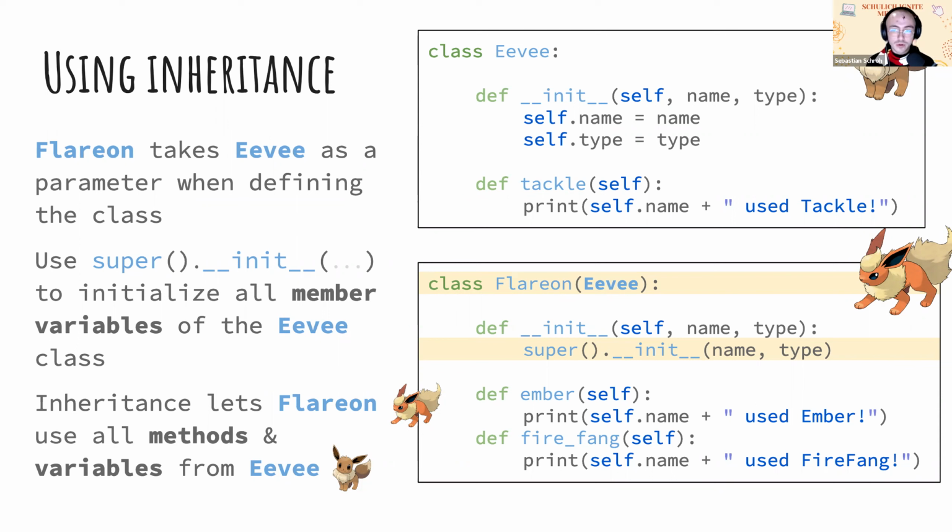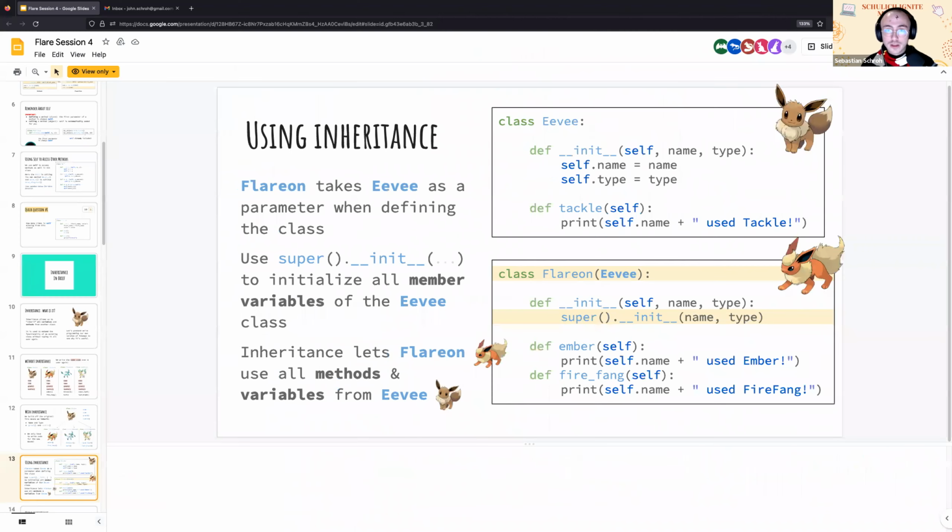So in this example, we've defined tackle here for EV, and we can use tackle on Flareon without actually writing that code again in Flareon. But we can also access its name and its type from our Flareon class as well, even though we didn't do self.name equals name in Flareon. That gets handled because we called the init from the EV class. I hope that makes sense. Maybe I'll do a quick demo here.